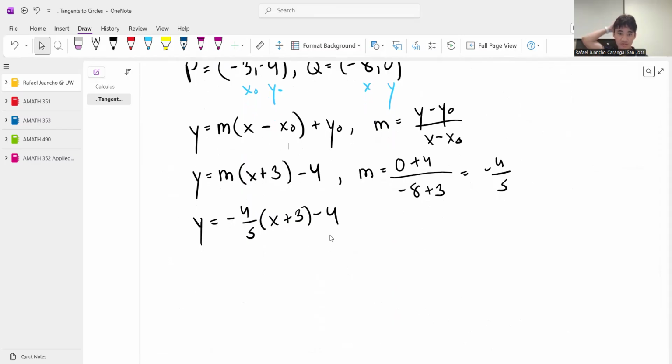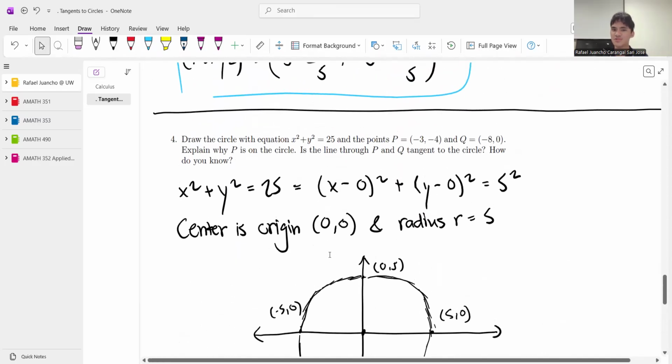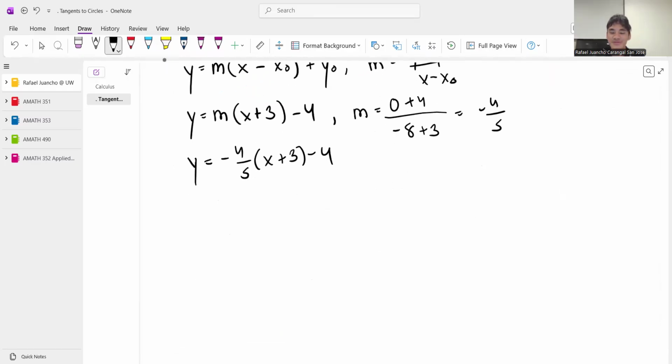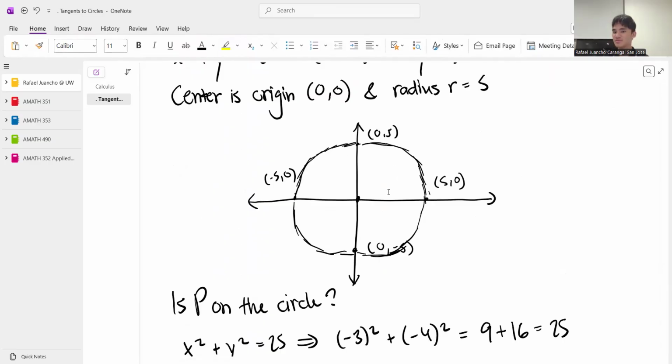Again, we need to find the radial line, right? And this radial line has to be perpendicular to this tangent line or this line of P and Q, which supposedly we think is a tangent line, but we actually don't know that. So let's find out, right? So we need to find the radial line of this circle, and we're going to do a bit of geometry to do this.